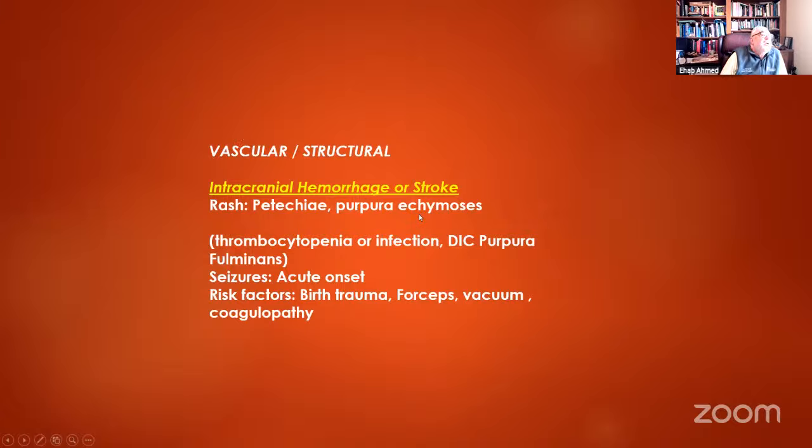Vascular and structure: we talked about intracranial hemorrhage with a rash, and stroke with a rash, like in thrombocytopenias with purpura, in DIC with ecchymosis and purpura, and with purpura fulminans with a characteristic gangrene-like lesion.